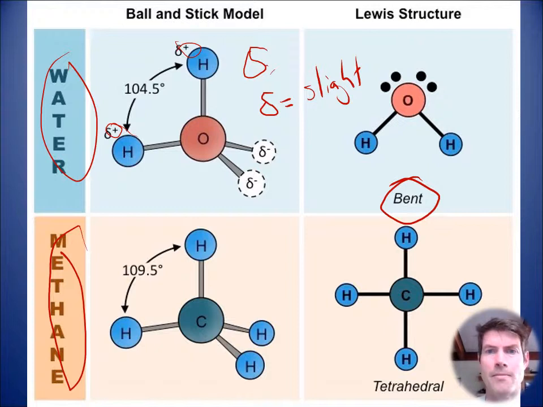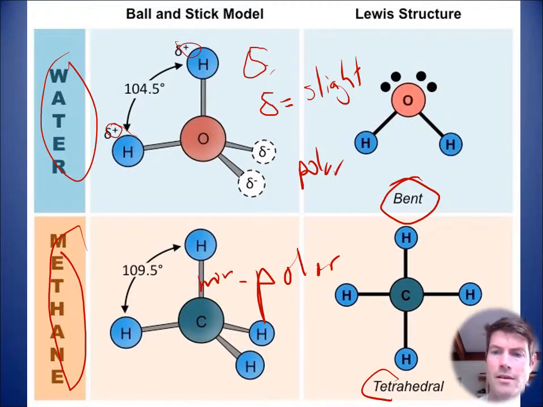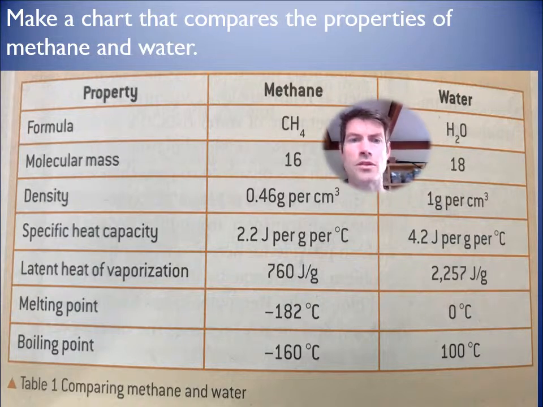Okay, and then methane has this tetrahedral shape versus bent shape. And again, this would be non-polar. This would be polar. And make sure you go through this and you're able to pick up on these differences. Definitely the formula, just the carbon and 4 hydrogens, water, you all know well.